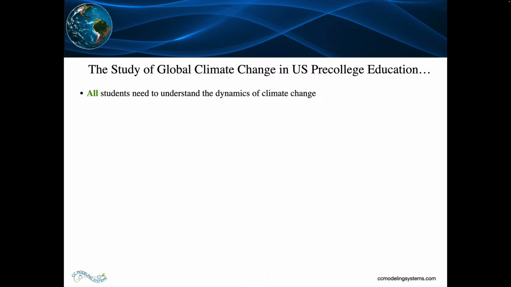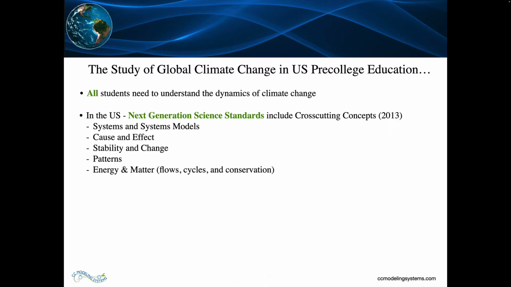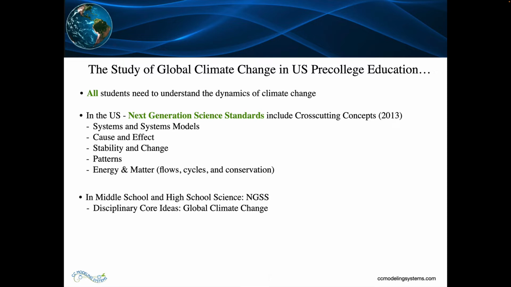We can all agree that all students need to understand the dynamics of global climate change. In the United States, there are some cross-cutting national standards for teaching pre-college science that work in our favor. There are some science standards that are to be emphasized across all different science disciplines. Those cross-cutting goals include systems modeling, cause and effect, stability and change patterns, energy and matter. These goals are designed to guide instruction in all sciences. And there are some specific disciplinary core ideas that specifically identify global climate change as an important topic to include as part of instruction. But states can create their own standards for each science teaching discipline.